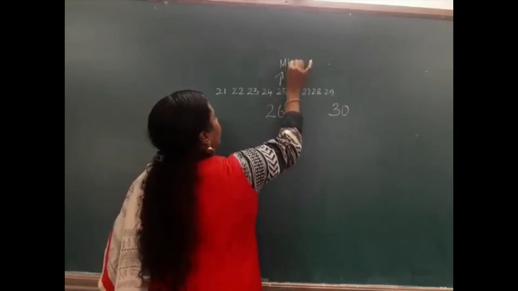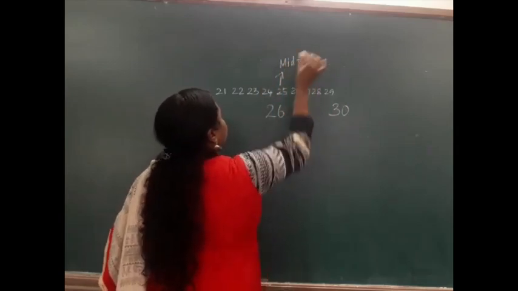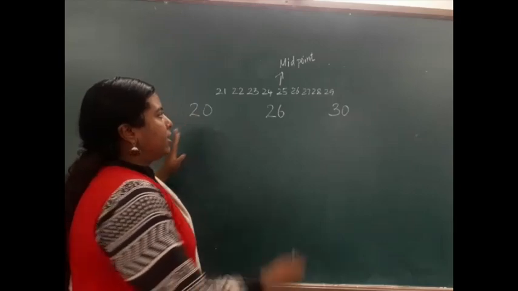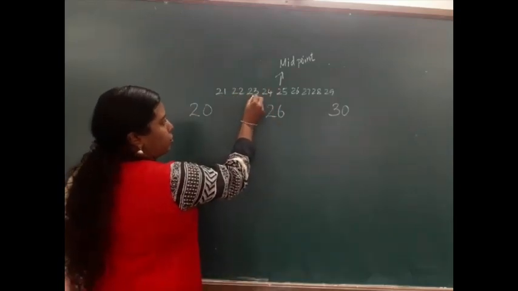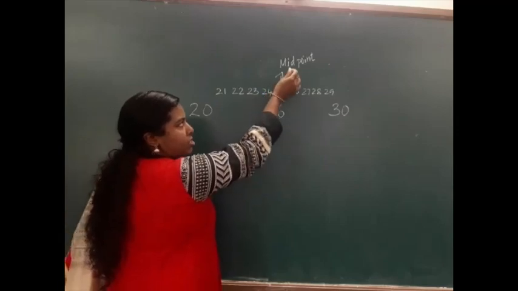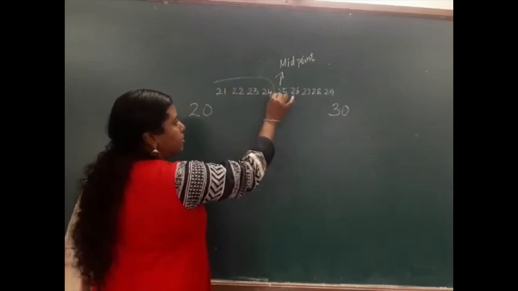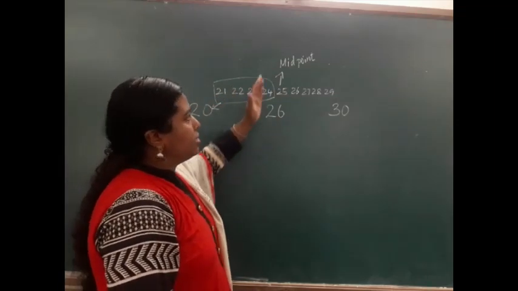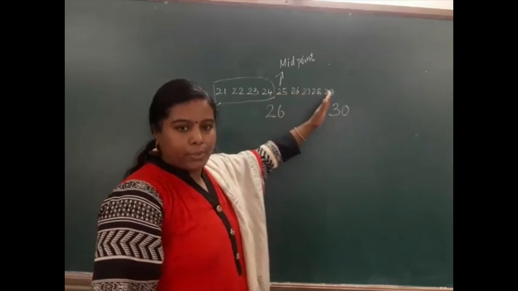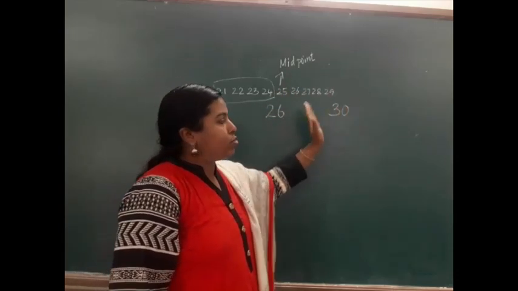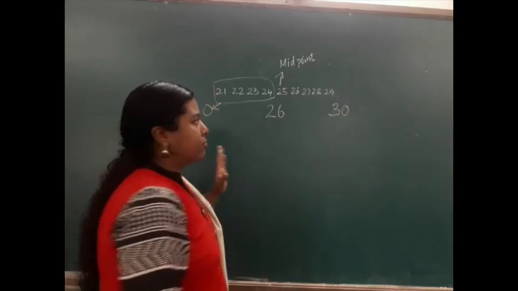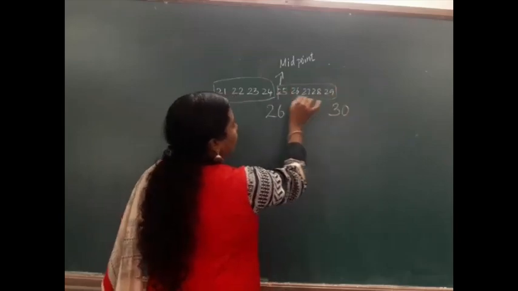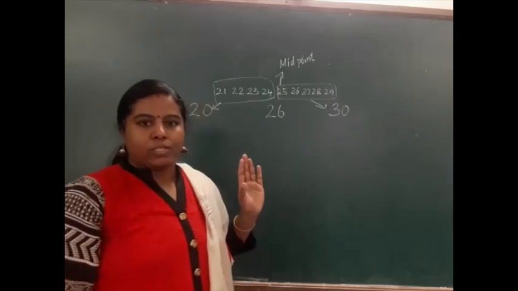The numbers below the midpoint should round down to the lower value. That is, 21, 22, 23 and 24 are the numbers below the midpoint. So these numbers will be rounded down to 20, and the numbers 25 and above 25 will round up to the next tens place, that is, 25, 26, 27, 28 and 29 will be rounded up to 30. So I'll repeat it.